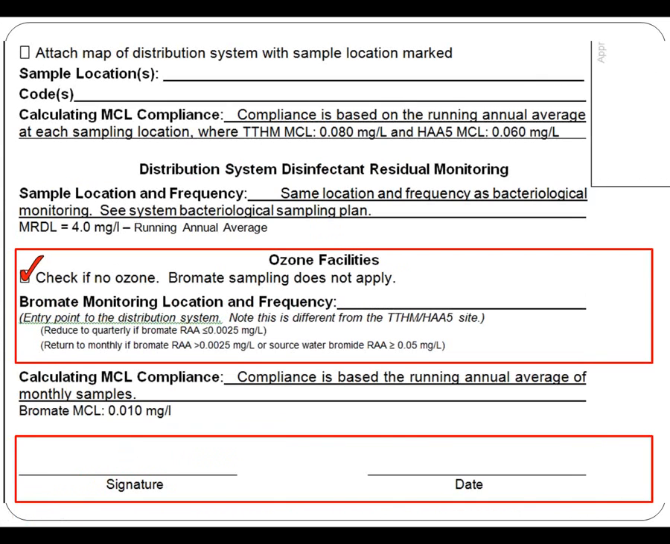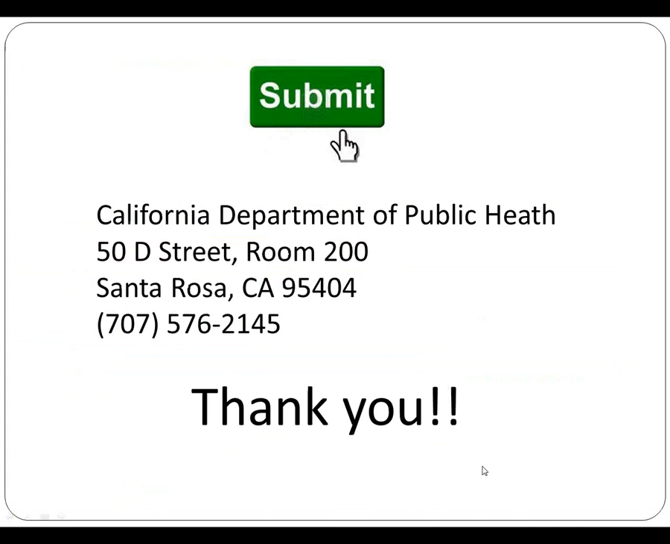This system does not use ozone. It checks the box there. Sign and date, and submit it to our office at 50D Street, room 200, Santa Rosa, California 95404. If you have any questions, please feel free to call our office, 707-576-2145. Thank you for taking the time to listen to this presentation and for completing your Stage 2 plan.